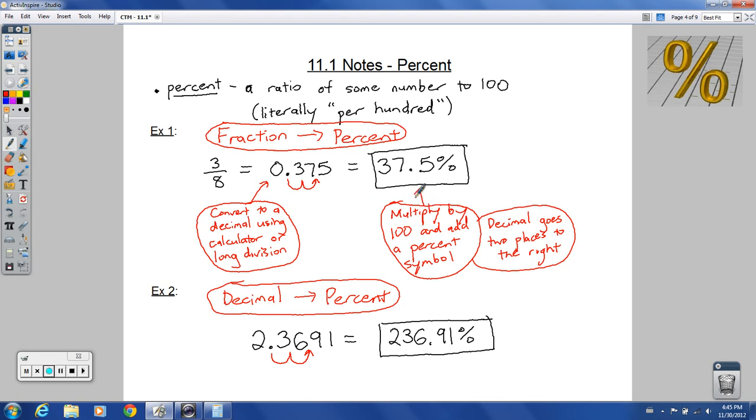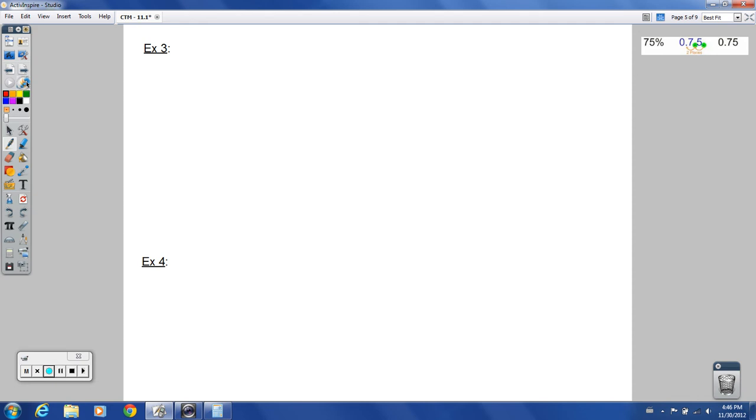So let's draw a little arrow here in a different color, and also here. That applies to both of these problems here. And so with this one, we're still moving it 2 decimal places to the right. We're doing decimal to percent. If we switch this around, if we went percent to decimal, decimal to percent is moving 2 places to the right. Percent to decimal is going to move 2 places in the other direction, to the left.